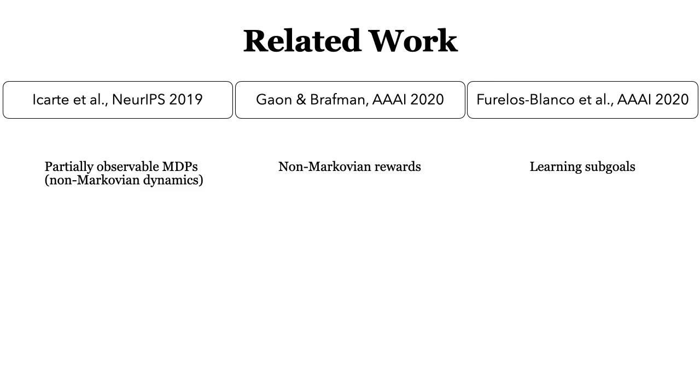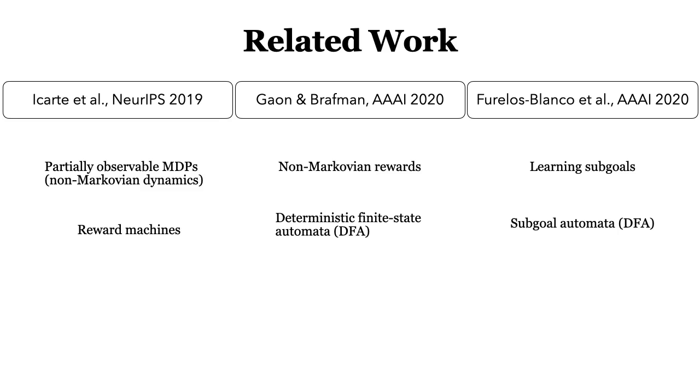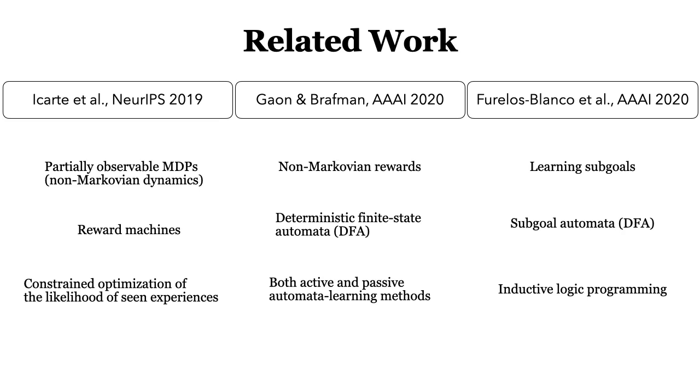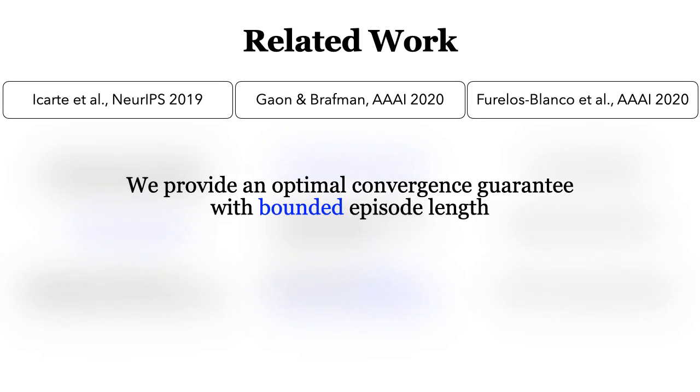They differ from each other in three dimensions. First, in the way they define the problem. Second, in the formal representation of rewards. And third, dependent on the first two, in the automata learning method that they use. Our algorithm overlaps with those three works. We solve the problem of non-Markovian rewards with reward machines and using passive automata learning methods. The best thing about our work in comparison to the related papers is that we provide an optimal convergence guarantee with a finite upper bound on the episode length.